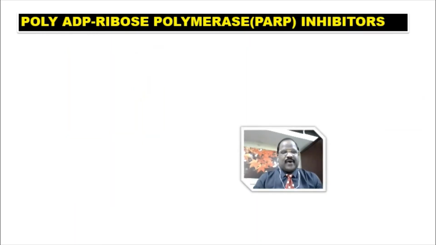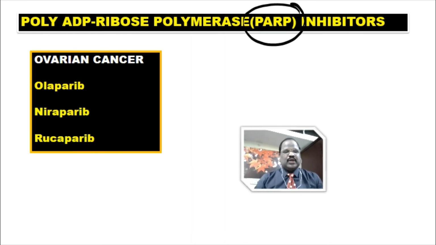Next, poly-ADP ribose polymerase inhibitor. They call it simply PARP inhibitor, PARP blocker. PARP, that is poly-ADP ribose polymerase inhibitor. There are some drugs useful for ovarian cancer, for example, olaparib, niraparib, rucaparib.